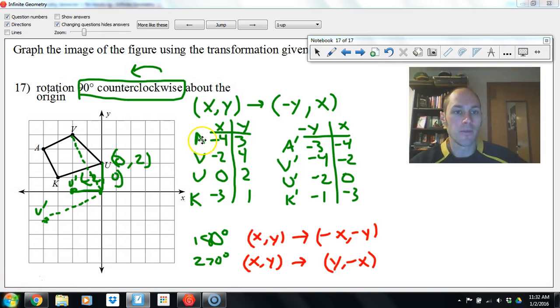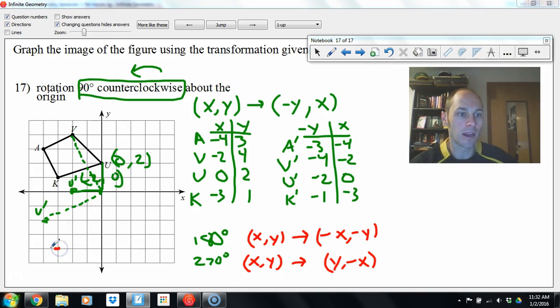Okay, so I made out my table for A, V, U, and K, listed my original coordinates, and then I took the original x coordinates and put those in the back for the new y coordinates. And the original y coordinates moved to the front. They're my new x coordinates, and I made them opposites, 3 and -3. Notice they all switched to their opposites. If these were negatives, they would become positive. So then I would graph these, -3, -4.